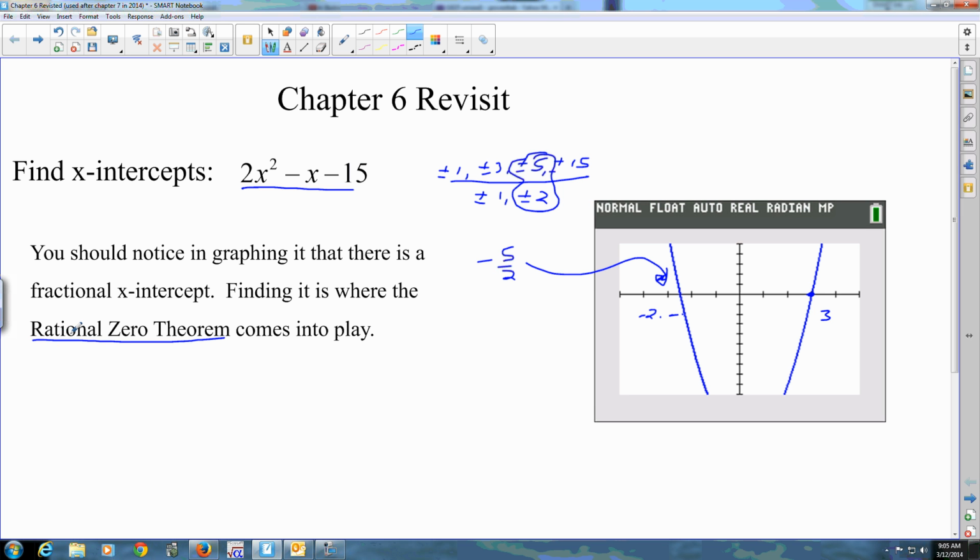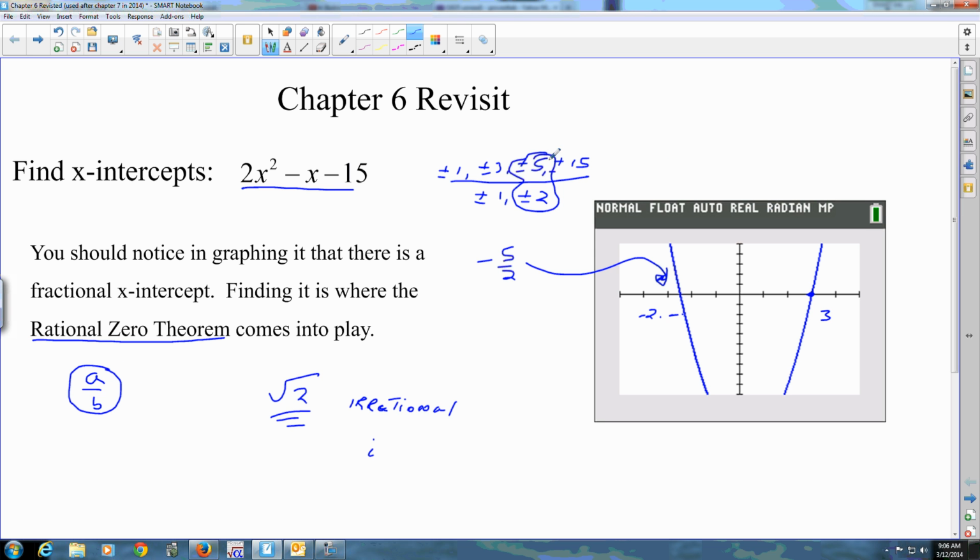Now, to explain rational again, rational is any number that can be written as a fraction. Square root of 2 is not rational. It can't be written as a fraction. It's a non-repeating, non-terminating decimal. So these are not rational. They're irrational. Okay? Anything that involves i, of course, is imaginary. So the rational zero theorem just applies to ones that can be written as a fraction.